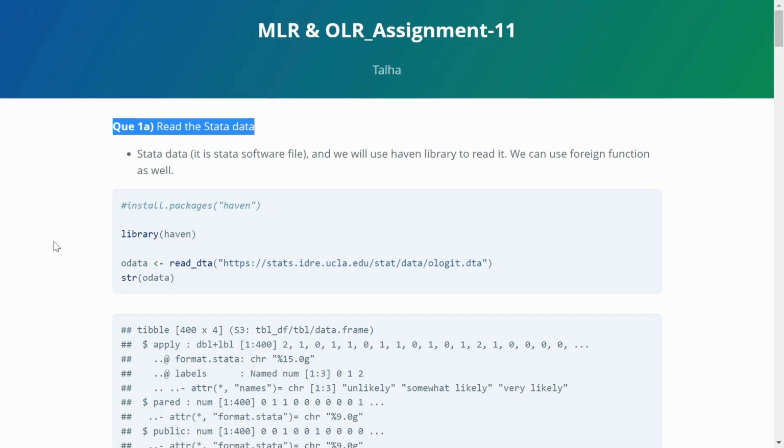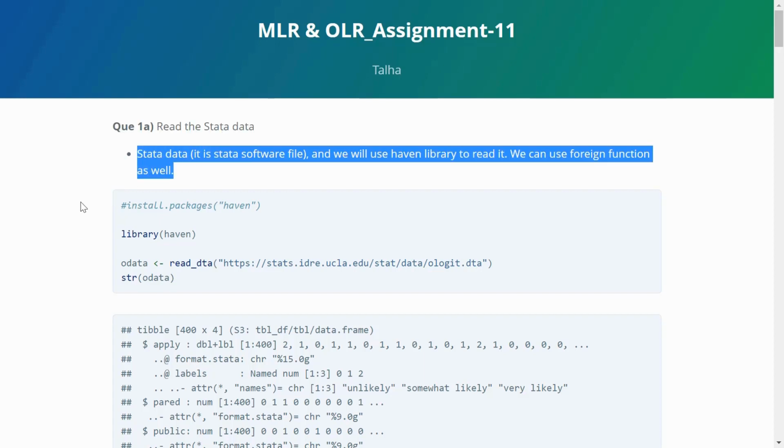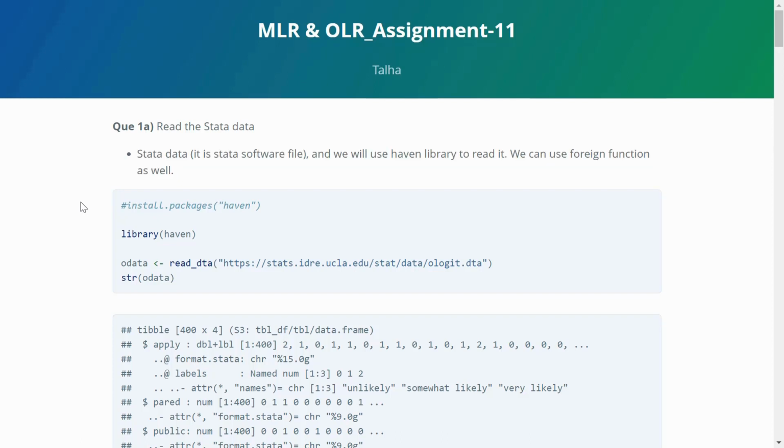Now Stata data is a software file and we will use the haven library to read it. We can also use the foreign package to read this data, but we are using the haven library. So we will load the library first. As I have already installed the package, I have put a hashtag sign and directly loaded the library. Now this data is available on the UCLA website.